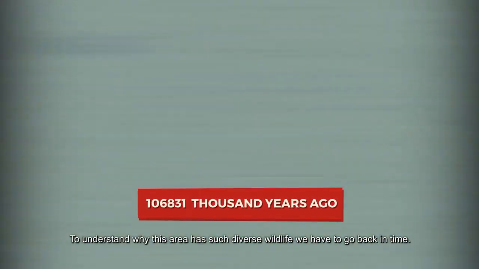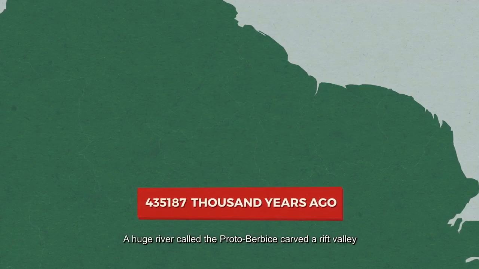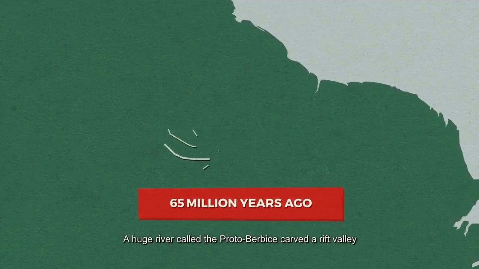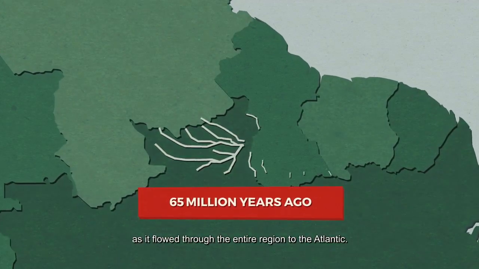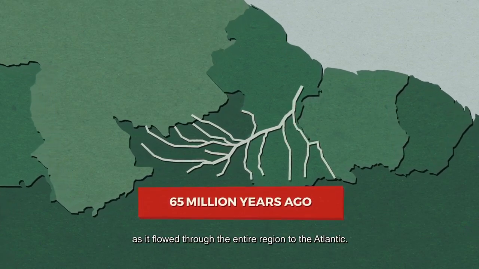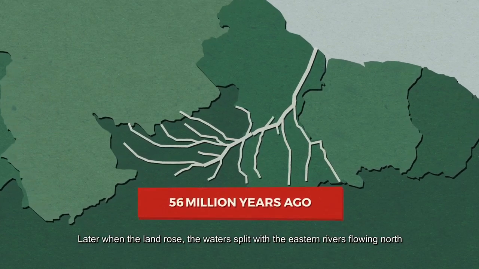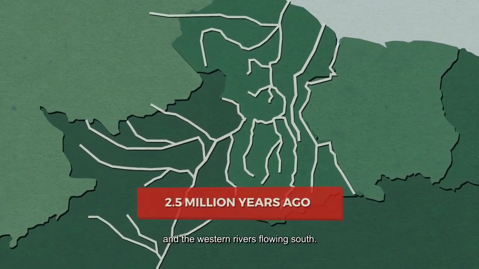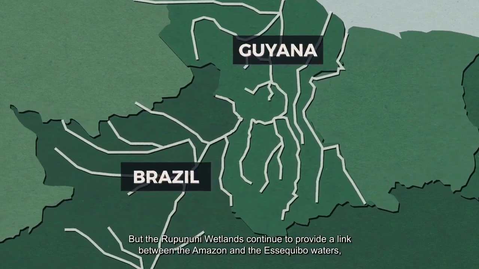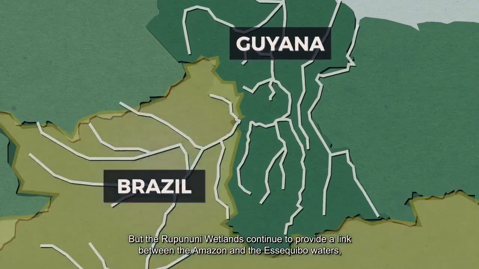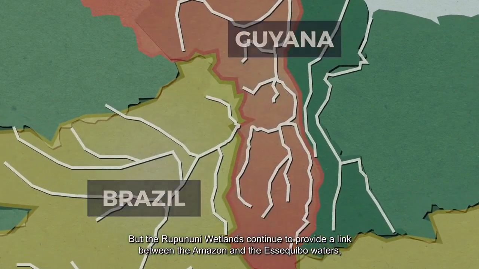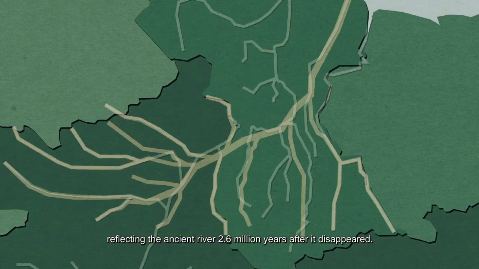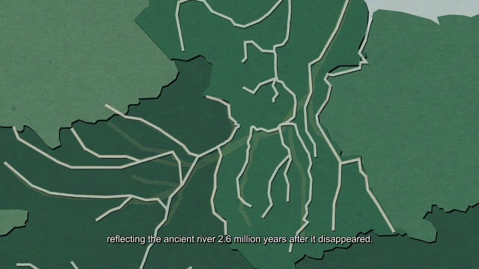To understand why this area has such diverse wildlife, we have to go back in time. A huge river called the Proto-Berbice carved the rift valley as it flowed through the entire region to the Atlantic. Later, when the land rose, the waters split, with the eastern rivers flowing north and the western rivers flowing south. But the Rupununi wetlands continue to provide a link between the Amazon and the Essequibo waters, reflecting the ancient river 2.6 million years after it disappeared.